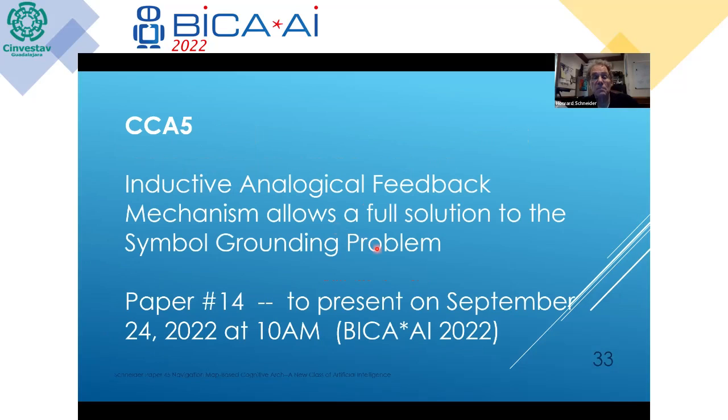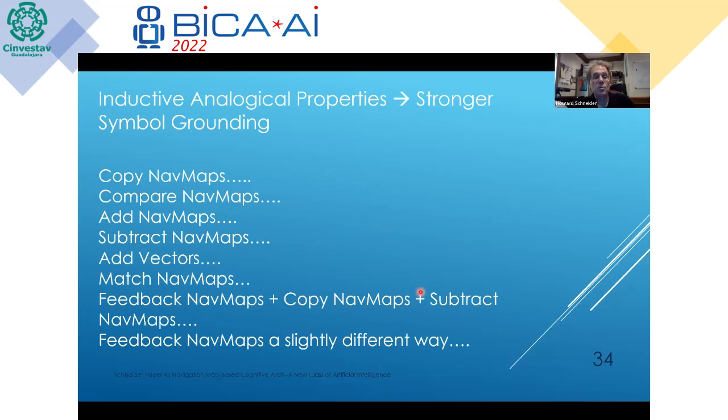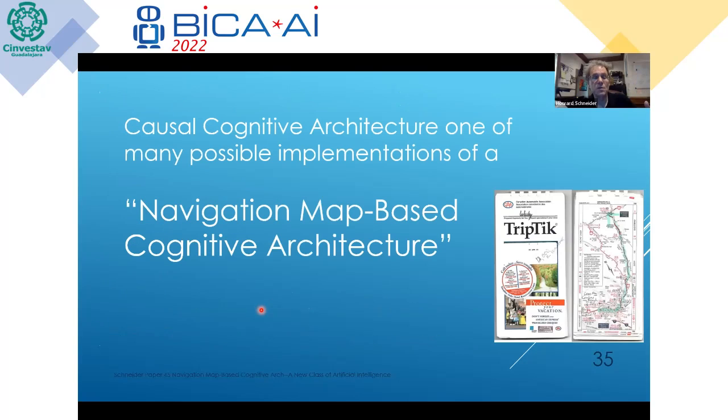Once I have analogic reasoning, which I will show at my talk in 2 days, on September 24th, you end up getting a full solution to the symbol grounding problem, which turns out to be an engineering problem and gives the system very nice problem solving abilities. And I'll show a nice example on that. But the point is, when I say navigation maps, think of that map I showed you, like the road map. By copying maps, comparing maps, adding maps, subtracting maps, adding some vectors to them, matching navigation maps, and doing a feedback operation, I get these wonderful properties coming out of it.